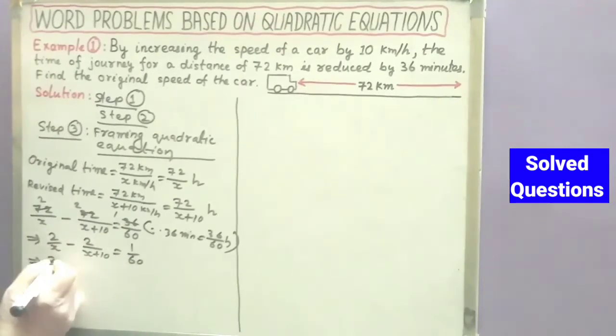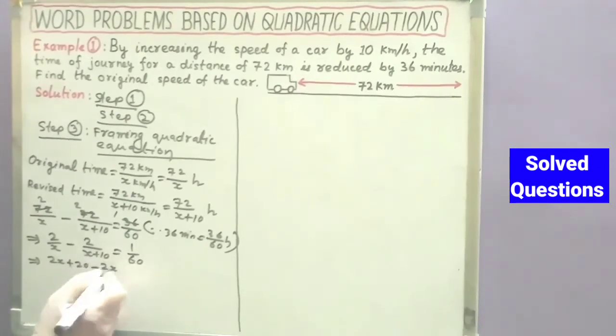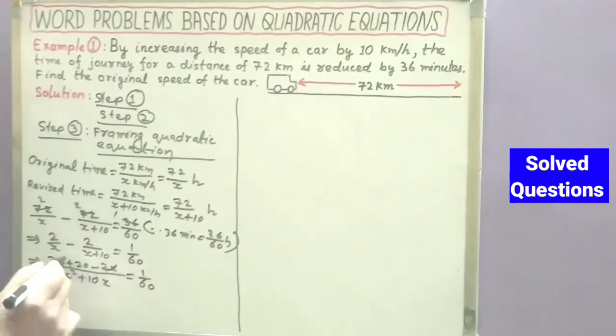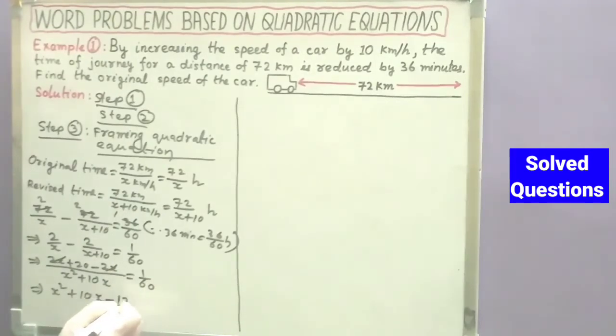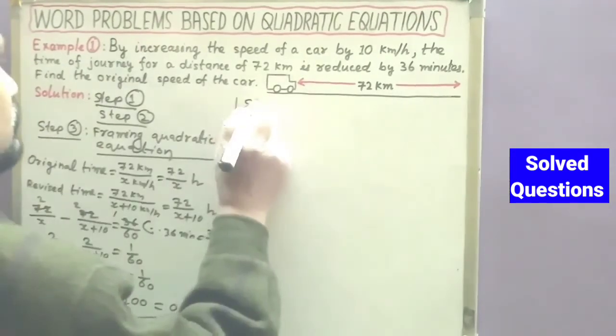On simplifying, we get (2x plus 20 minus 2x) upon x into (x plus 10) equal to 1 upon 60. Cross multiplying and simplifying, we get x square plus 10x minus 1200 equal to 0. That's the quadratic equation framed now.